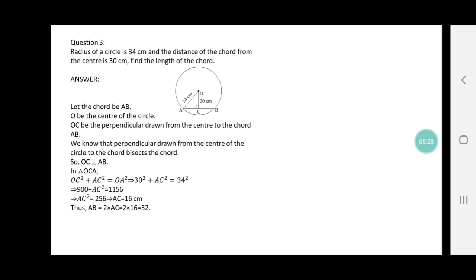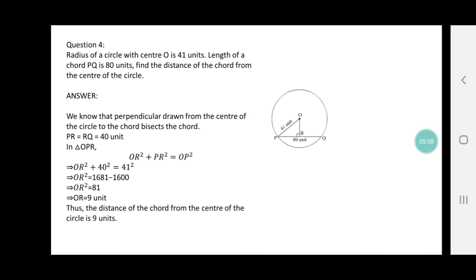So AC will be equal to 16 centimeter, and AB is double of AC as the perpendicular drawn from the center of the circle to the chord bisects the chord. So AC is half of AB, so double of 16 will be 32. So the length of AB is 32. I hope I'm clear. So here we move on to the next problem now.